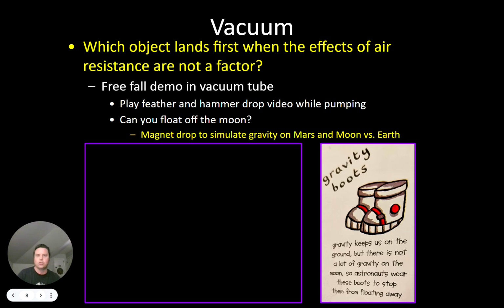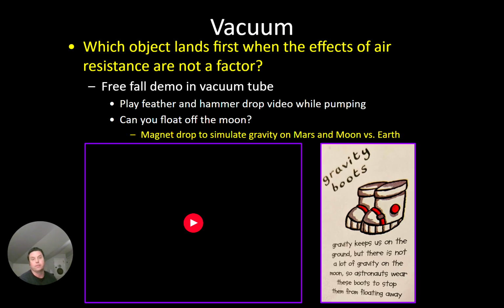is an issue with air resistance. Get rid of air resistance. Now we're talking vacuum, and we don't have this problem anymore. So which object lands first when the effects of air resistance are not a factor? All objects land at the same time. So they did this experiment. We can do it on Earth with vacuum tubes. Sorry, I don't have video of this. I'll have to see if I can start recording demos for you.